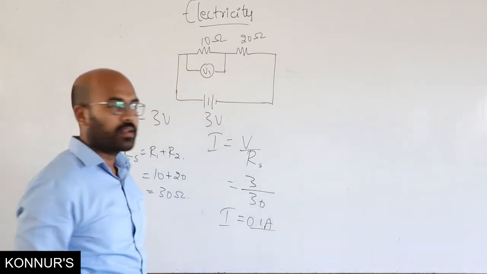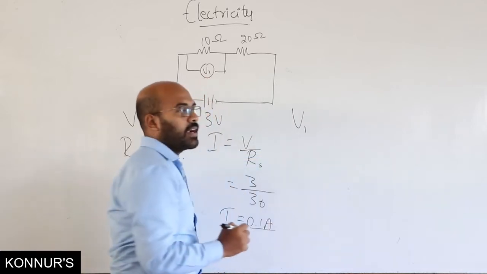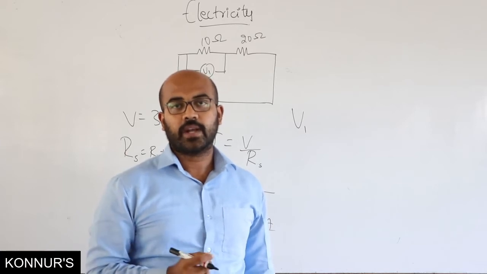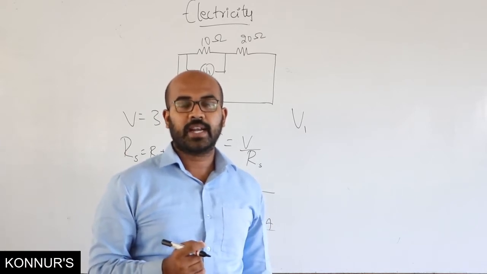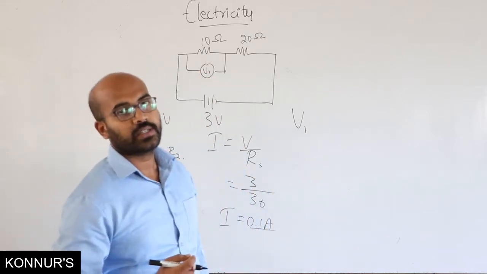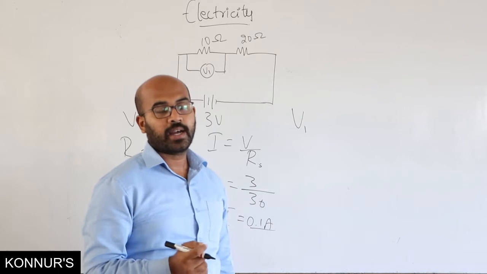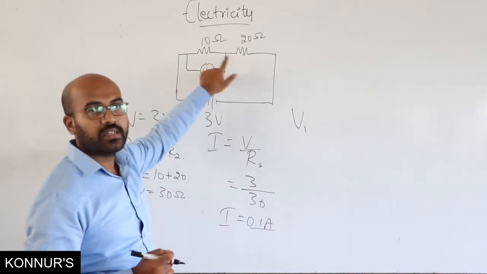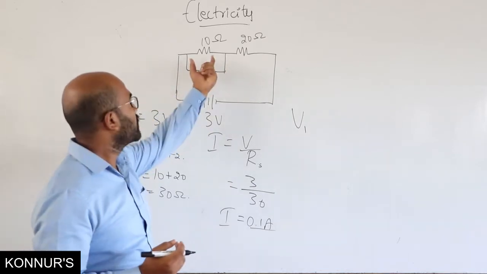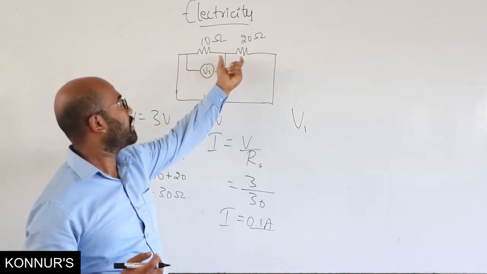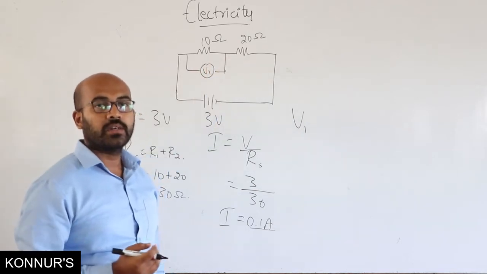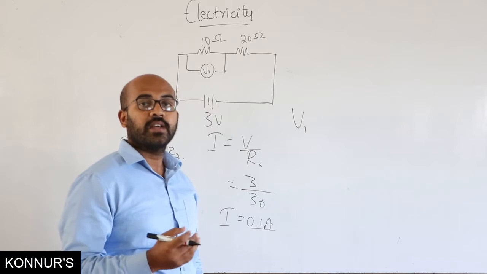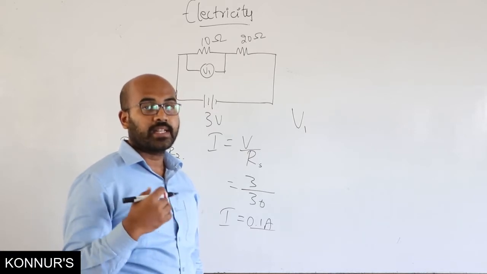So let's take that as V1. While deriving the expressions for series and parallel combinations, you might have come across V1, V2, V3, and I1, I2 and I3. So in a series, the potential difference across individual resistances is different. So the potential difference across 10 ohm is not the same as the potential difference across 20 ohm. Because the current that is consumed in a 10 ohm resistance is different from that in a 20 ohm resistance in a parallel circuit.